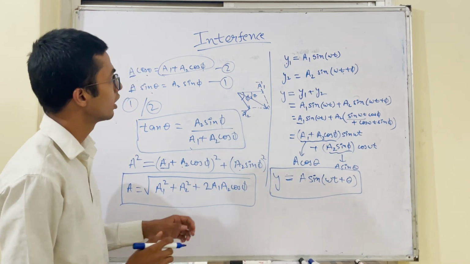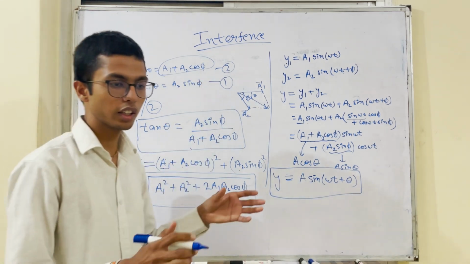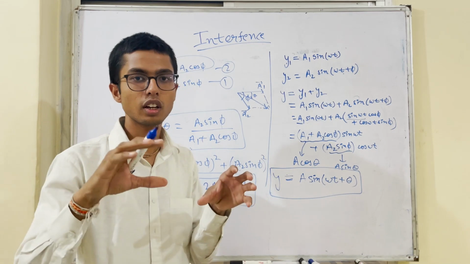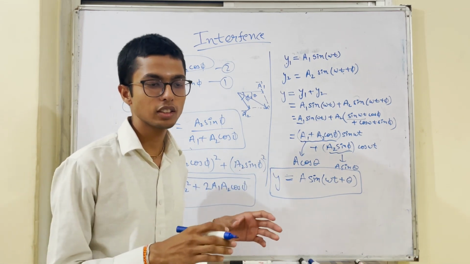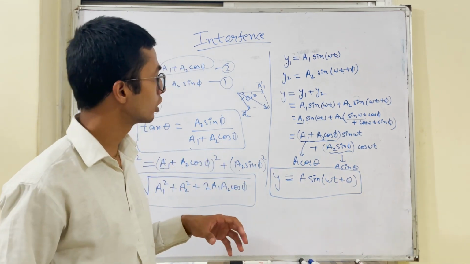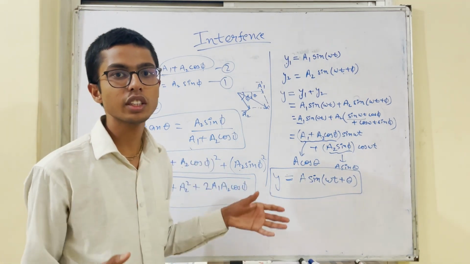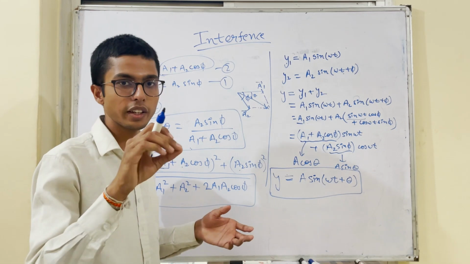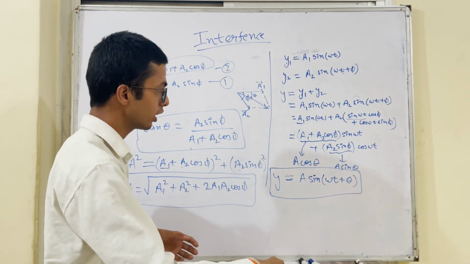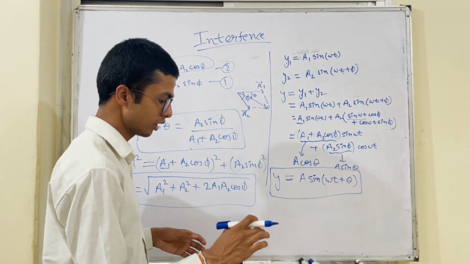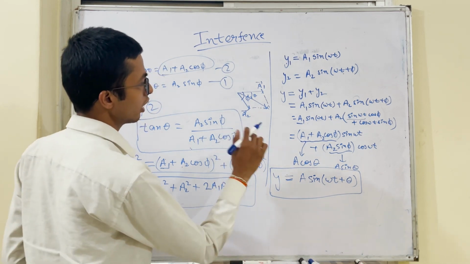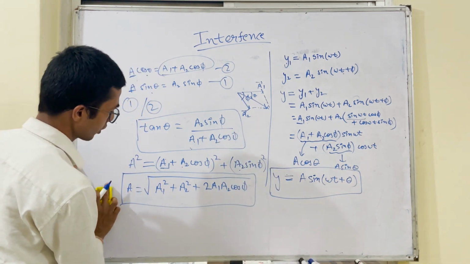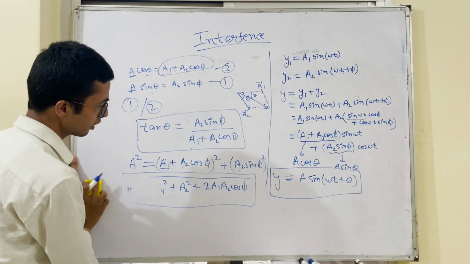Now we see how we can find the intensity. Like before, when two waves are superposing with each other at some distance, they are causing some resultant intensity, a new intensity at that point. So how can we find that intensity? We will see from here.